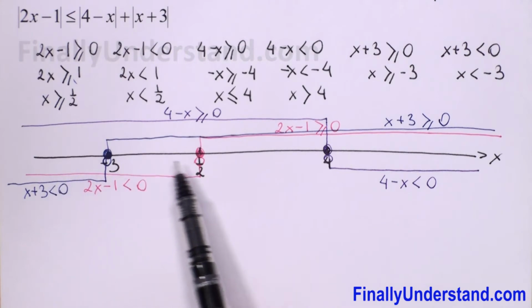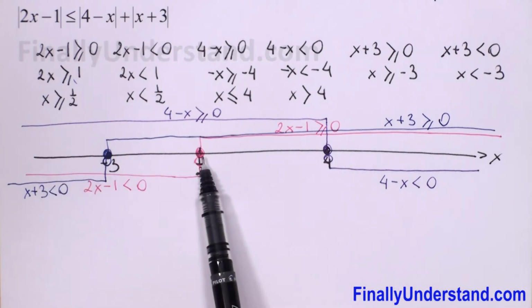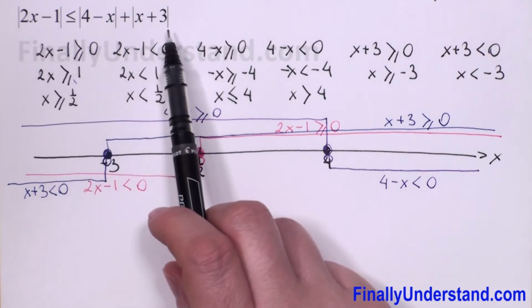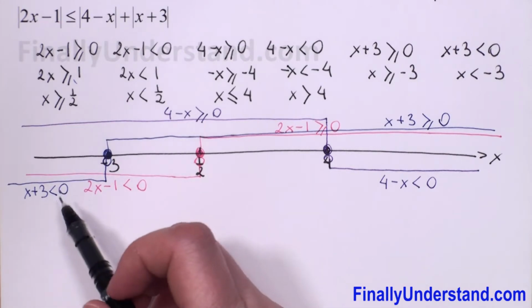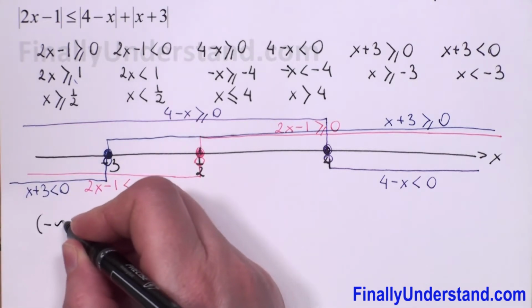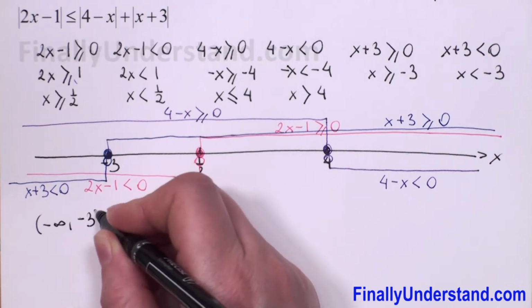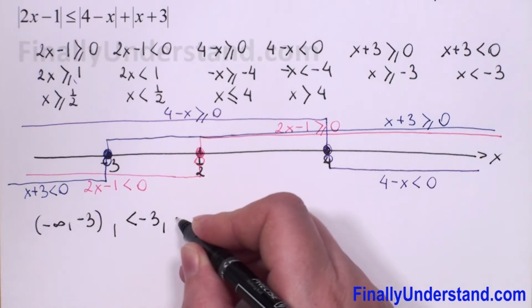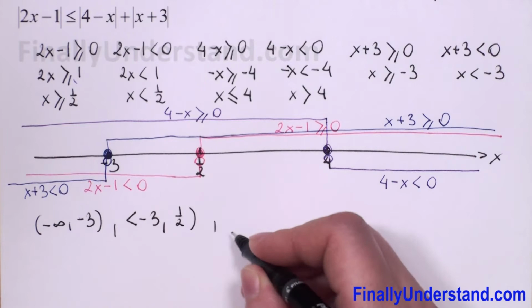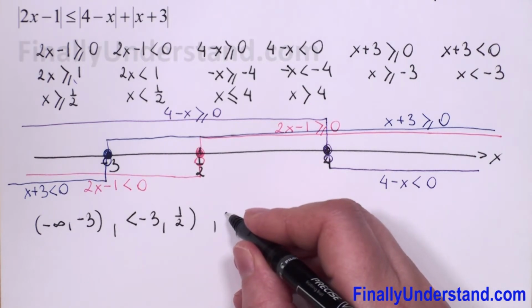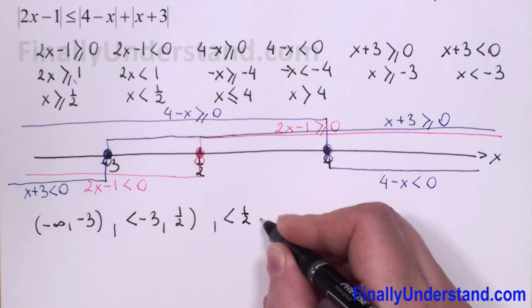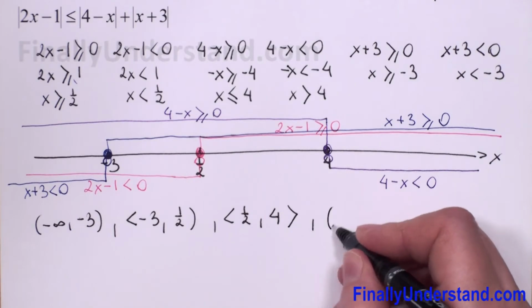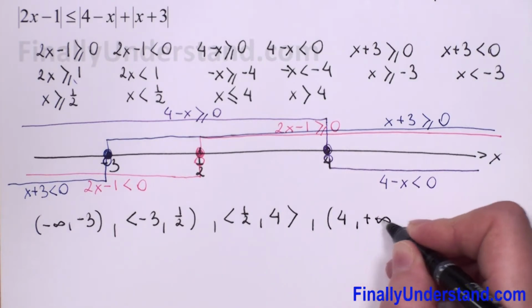We see that we divide our number line into 4 intervals. It means we have to solve our inequality for 4 cases. First will be from negative infinity to negative 3. Next is from negative 3 to 1/2. Third interval will be from 1/2 to 4. And the last interval is from 4 to positive infinity.